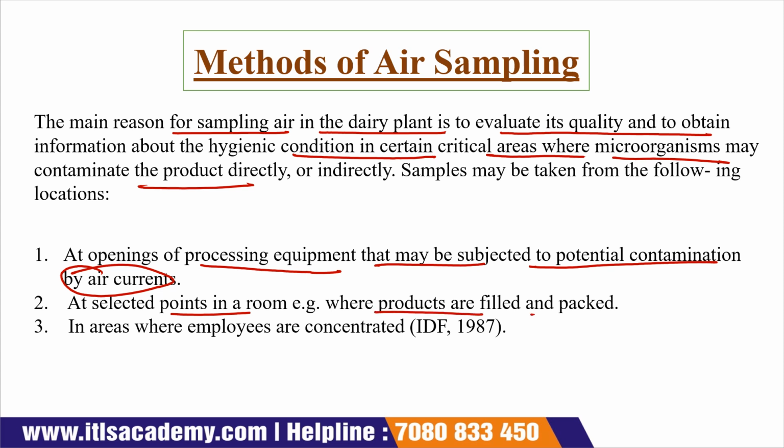for example where the products are filled and packed, and the area where the employees are concentrated. So we take an air sample from three locations of the dairy industry. First, the opening of the processing equipment, which is subjected to a potential contamination. The second one is the point of the room selected where the product is filled or packed, and the third area is where the employees are concentrated.